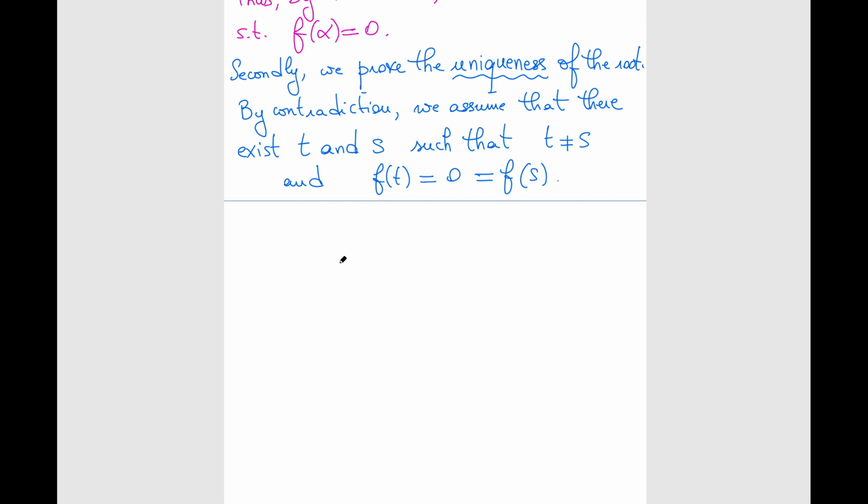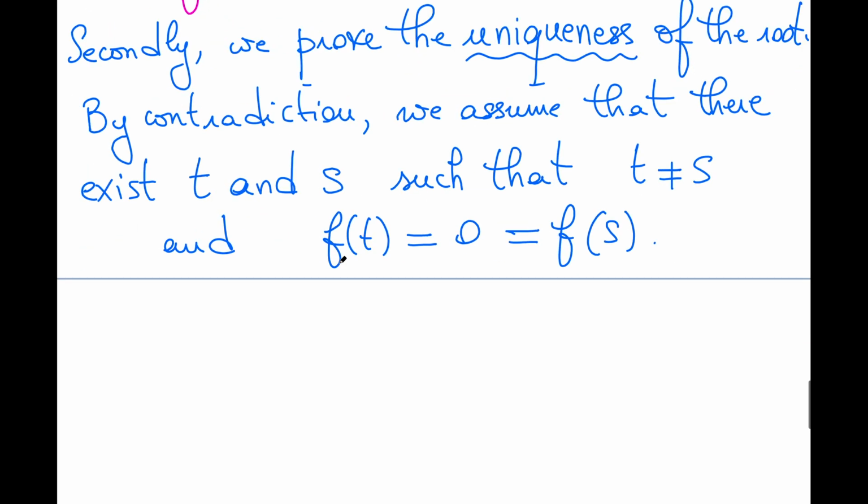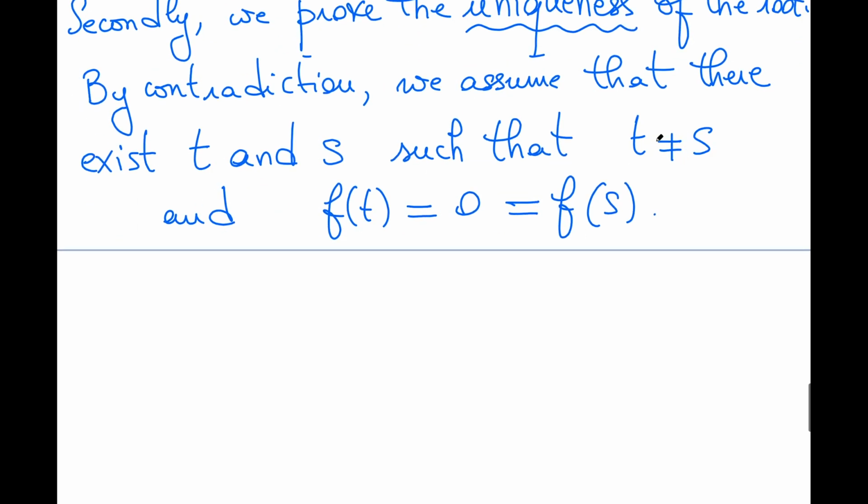So let's go back to this. Since t and s are not the same, I'm going to assume that one is smaller than the other. How about we say that t is smaller than s? Right? Since t and s, I'm assuming they are distinct. They're both real numbers. Certainly one is smaller than the other. Without loss of generality, I can think about t as being the smaller one.